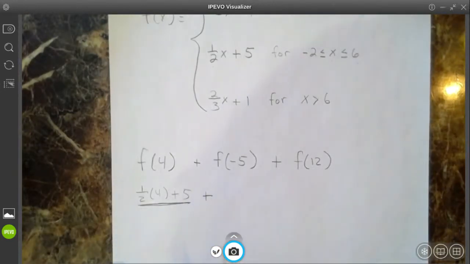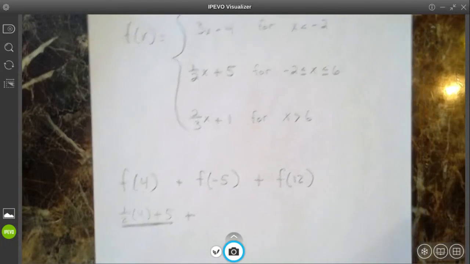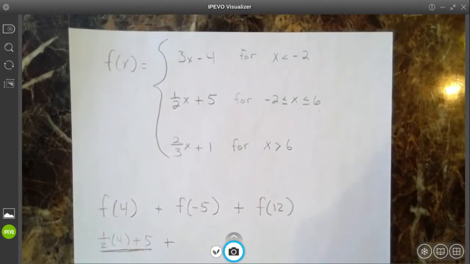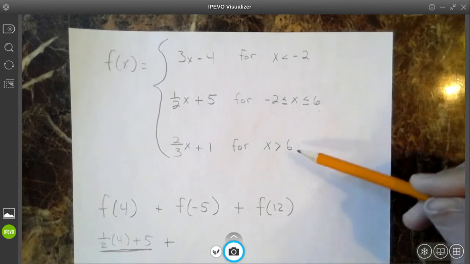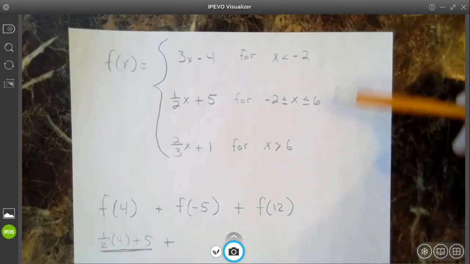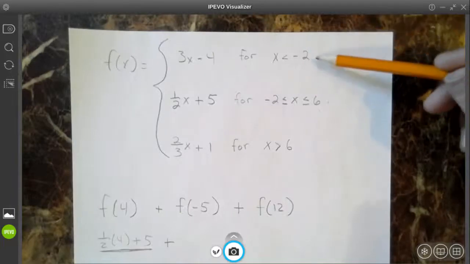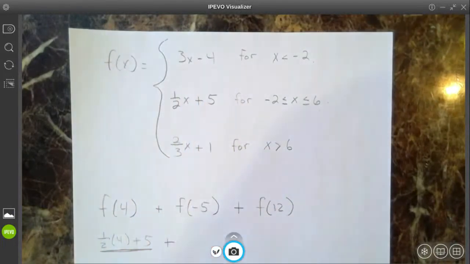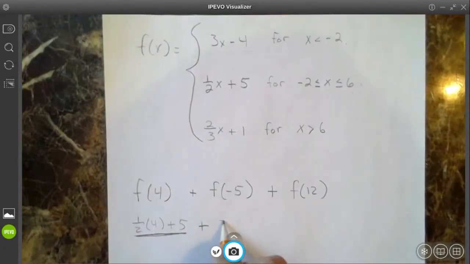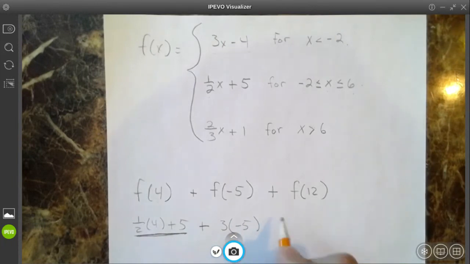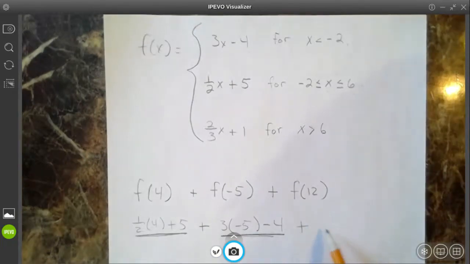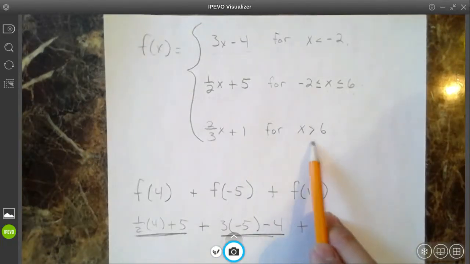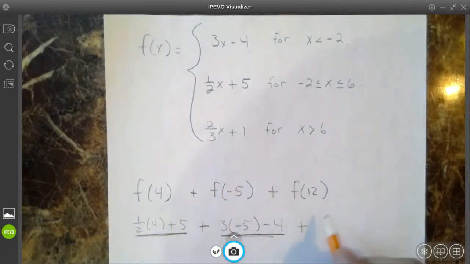And then plus, now we're going to do f of -5. So -5, hopefully you can see which one of these to use. Is it greater than 6? No. Is it between -2 and 6? No. Is it less than -2? Yeah. So we're going to be plugging it into that function. So 3 times (-5) minus 4. And then the last one is f of 12, and 12 is greater than 6, so we're going to use this function here. So 2/3 times 12.